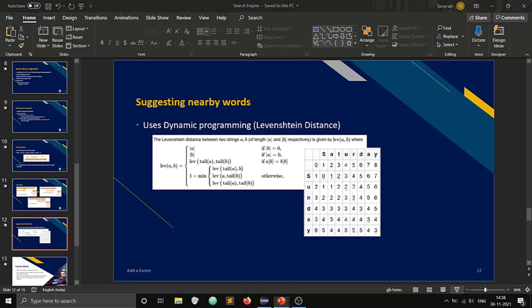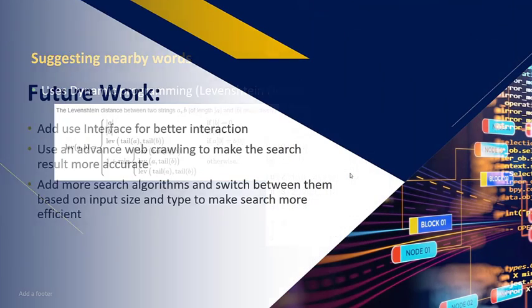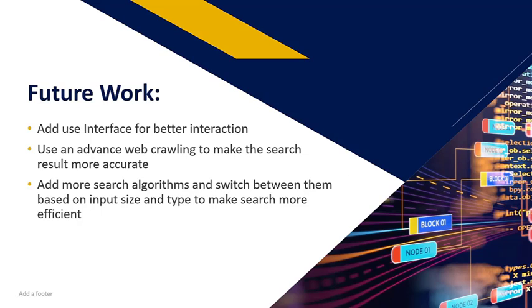Coming back to the presentation, the future work that is left is that we can implement an interface for better interaction and a better user experience. We can also use advanced web crawling, since we have only a few hundred web pages right now. So we can use more web pages to make the search better, and also implement more searching algorithms such as page rank to display the results more accurately.